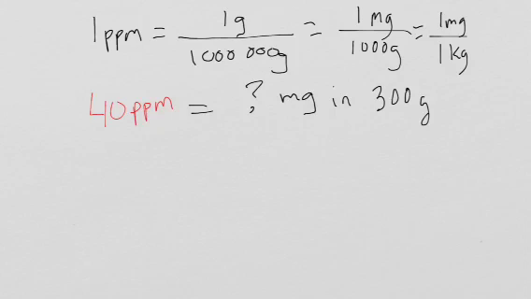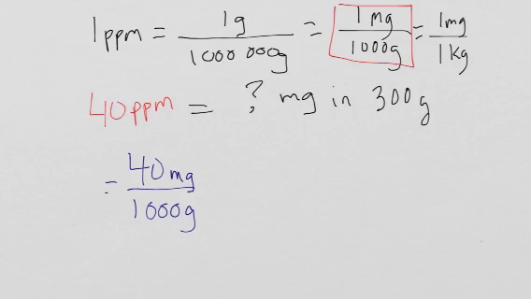If I look at the first row of writing here, I find these exact units, milligrams and grams, in this actual equivalency. Okay? And I know that if 1 ppm is equal to 1 milligram in 1,000 grams, well, then I know that 40 milligrams in 1,000 grams is going to be equal to 40 ppm.